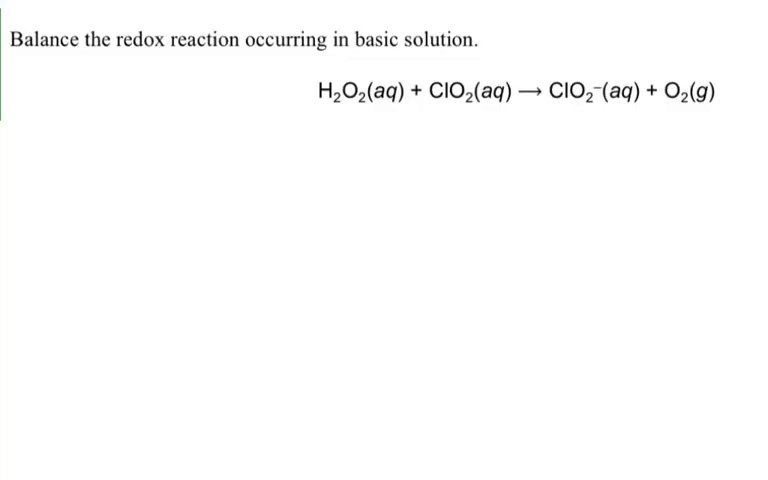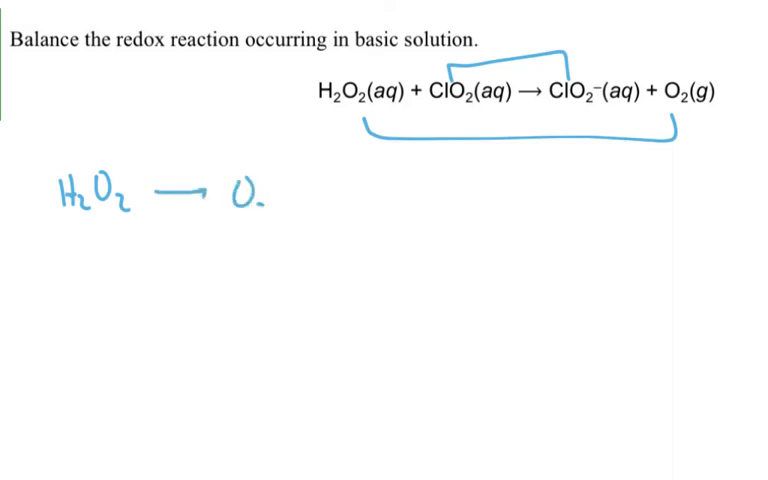So we're going to try this problem here. Here we're going to do the same things. Let's split this up. We know these 2 are going to go together and these 2 are going to go together. So when we do a half reaction, we got H2O2 becoming oxygen. The other half reaction is going to be ClO2 becoming ClO2 negative.